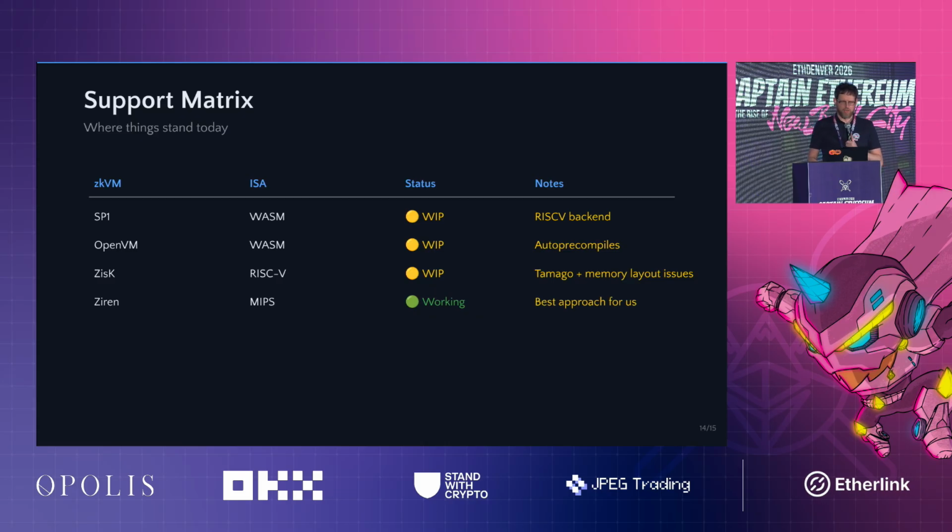And then there's Zisk. Zisk is a RISC-V implementation, so we're going to use a compiler called Tamago. But it's got some issues, so this is still work in progress. And finally, there's Zyren, where everything works fine for us. So that's encouraging, at least. And once again, good job, guys.